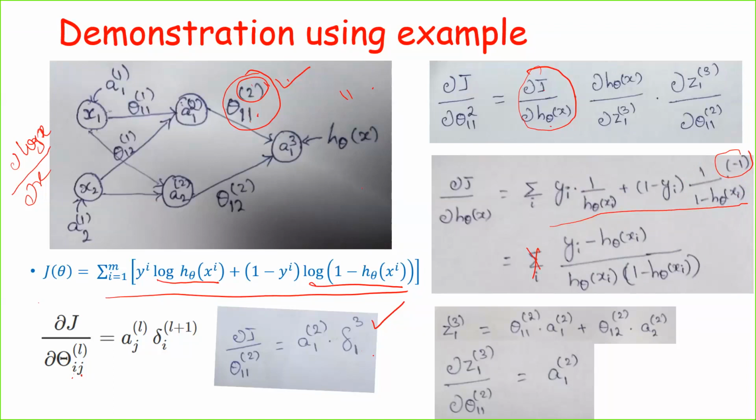Is this clear? The first term is computed, and you got this as the output: y minus h theta of x divided by h theta of x times 1 minus h theta of x. You can expand this and you will see that you get that. The first term is computed. Is that clear so far?